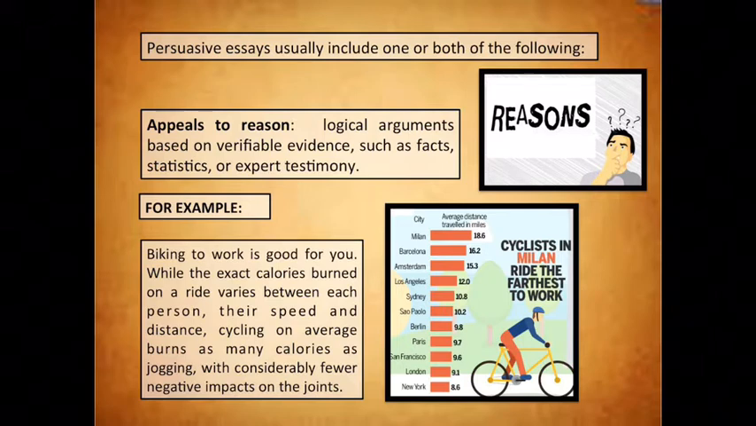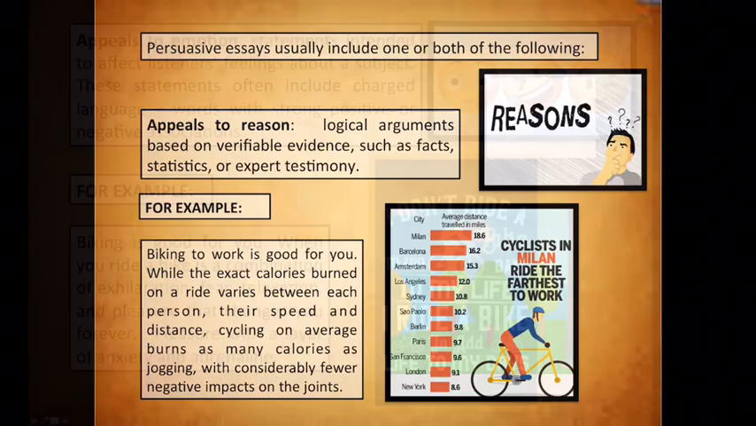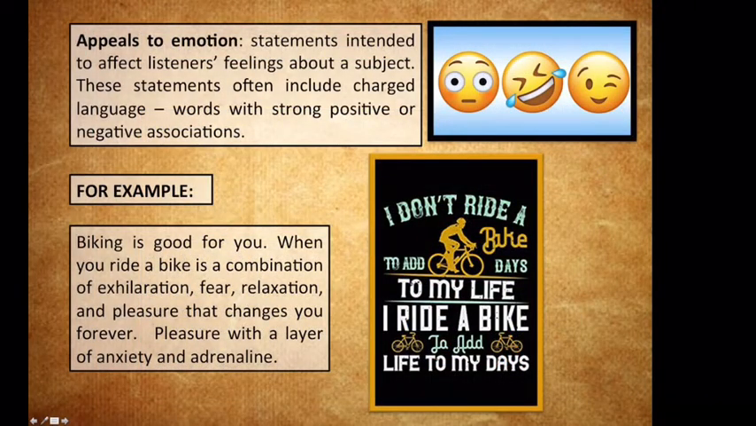For example, an author attempting to persuade readers to take up bike riding as an alternative transportation might give statistics about how many people ride bikes to school and work, or quote statistics from experts about the health benefits of bike riding. Appeals to emotion.